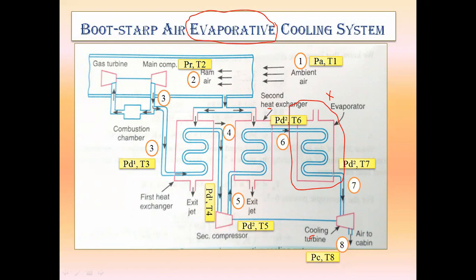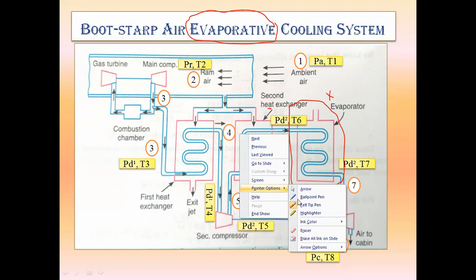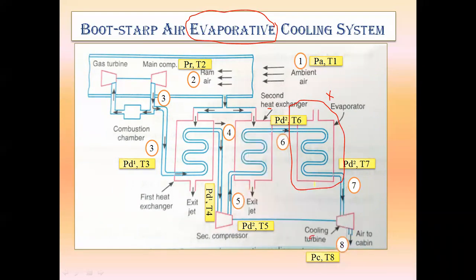And if you are going to add an evaporator in between the second heat exchanger and the cooling turbine, that system will become a bootstrap air evaporative cooling system. Are you getting? So what will be there inside the evaporator? Inside the evaporator there will be water, ammonia or alcohol, which has a lower boiling point temperature at higher altitude. Here inside the evaporator again we are going to reject the heat at a constant pressure. That will be the main purpose.